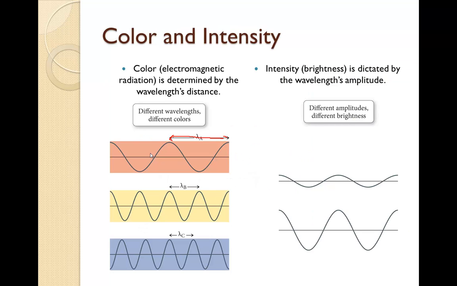The intensity of the light is dictated by the wave's amplitude. So the higher that peak is, that's the amplitude. The higher the peak is, the brighter it's going to be.